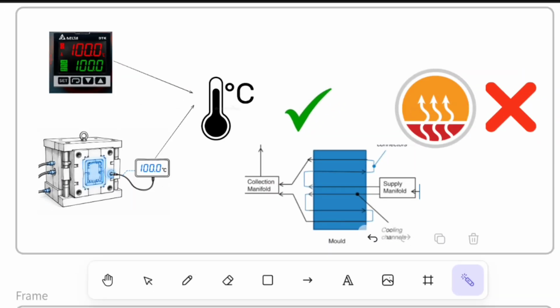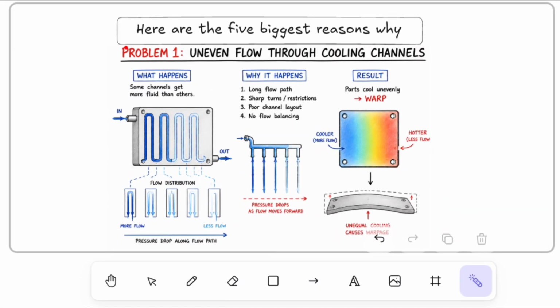A controller controls temperature. It doesn't guarantee uniform heat transfer. Your temperature control unit shows 100 degrees centigrade, but heat isn't moving evenly through the mold. The controller isn't the problem. Heat transfer is. Here are the 5 biggest reasons why.